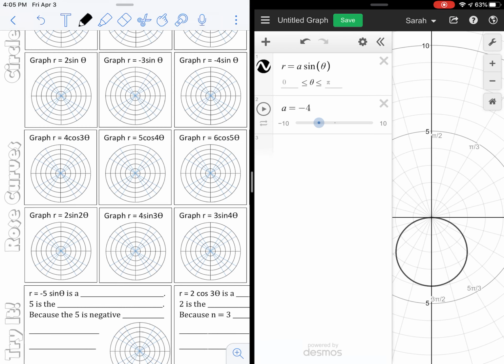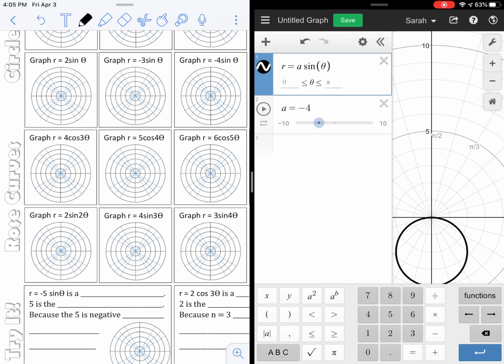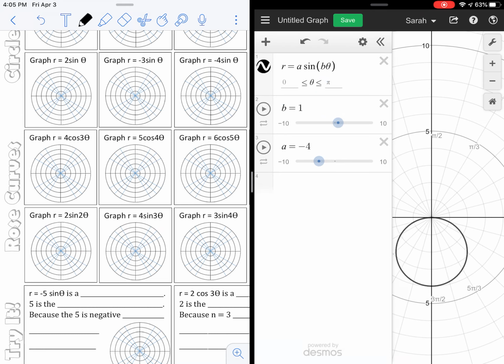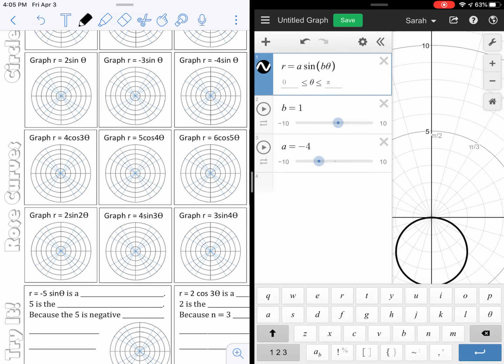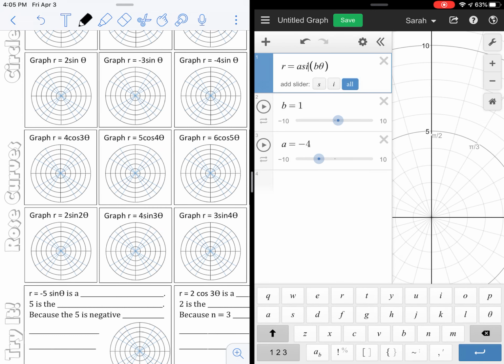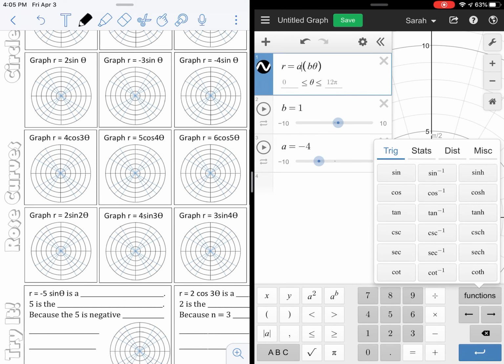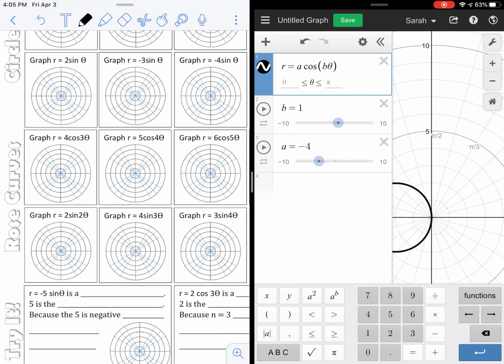Now, when you're graphing these, notice that you need a number in front, but you also need a number with a theta. So you can keep the A in front, and you can insert another slider, put a B here, and add a slider for B. Then if we want, we can change that sine back to a cosine. Get rid of one of those sets of parentheses. Now you can change both A and B.